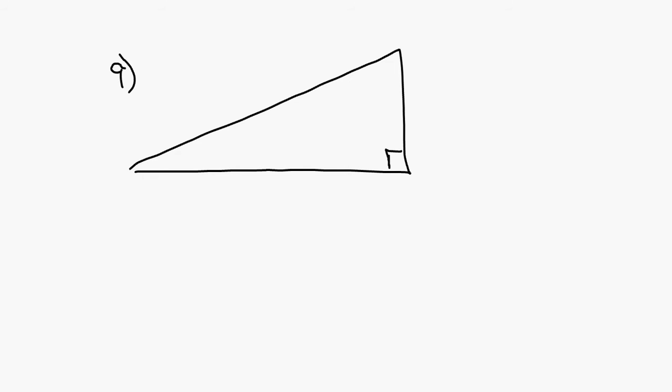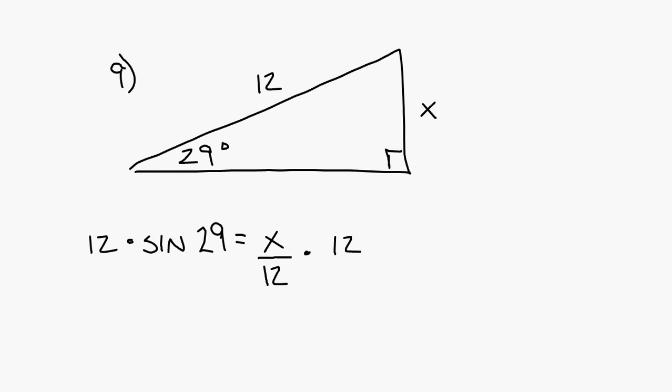Number 9, you're back to finding side lengths. And in relation to the angle, you're dealing with opposite and hypotenuse. Opposite and hypotenuse is sine. So sine of 29 equals opposite over hypotenuse. Multiply both sides by 12. The 12s cancel. And 12 times sin 29 equals 5.8 is equal to x.